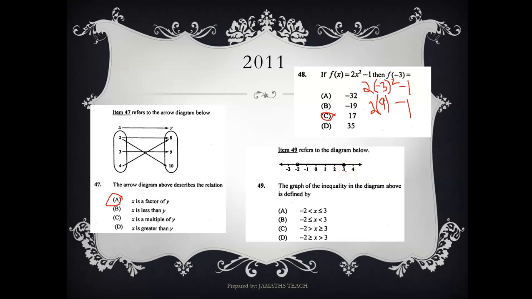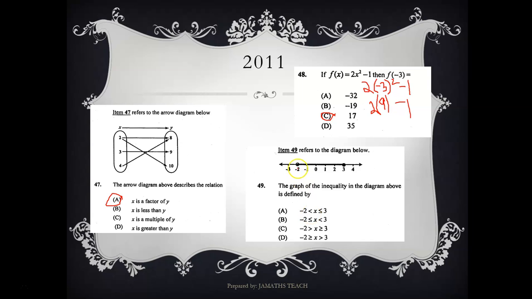Question 49 refers to the diagram below. The graph of the inequality in the diagram above is defined by, and even though our diagram is a little blurred, you'd realize that the second circle is actually shaded completely and the first circle is not shaded. Where it is shaded, it means it is inclusive. Where it is not shaded, that means it's not inclusive, it's exclusive.